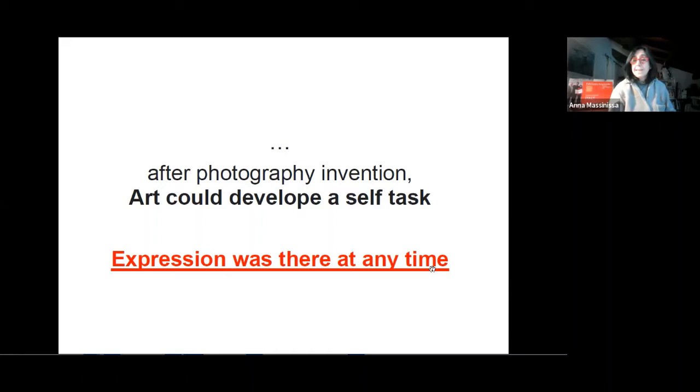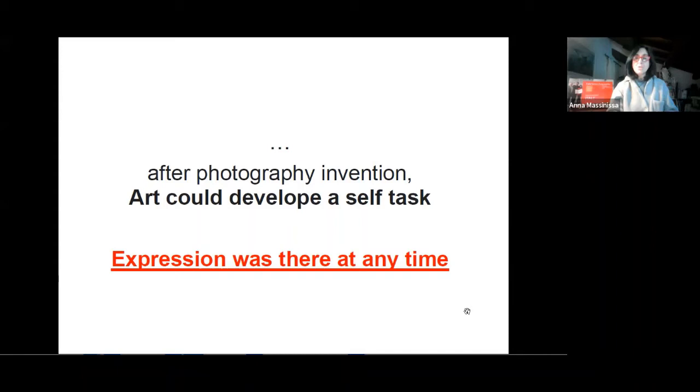Those three eras: the time when art was used as documentation, the time when art became the visual documentation, and the time when photography gave art the start to become only a self-task. Always keep an eye on how strong the expression is. The artist's expression was there at any time.